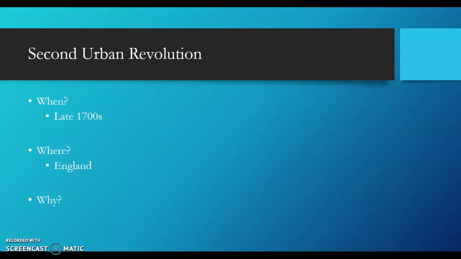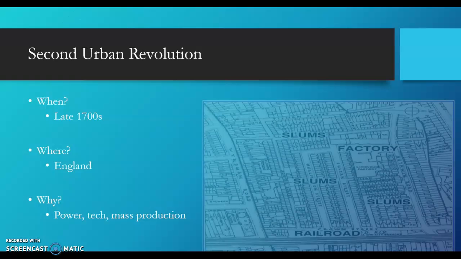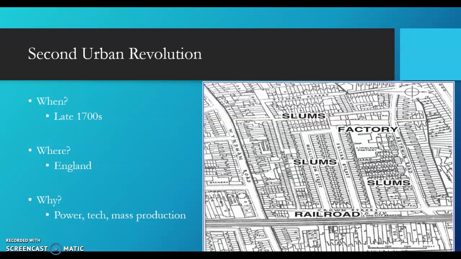We started to see not only an urban transformation, but also a social transformation. So this revolution was introduced by power, technology, mass production. These concepts that are still with us today transformed cities that were changing a little bit at the end of the first urban revolution into something totally different in the second urban revolution. This is our downtown area during our second urban revolution.